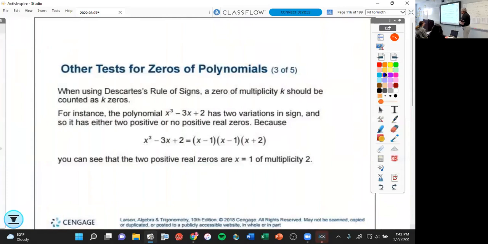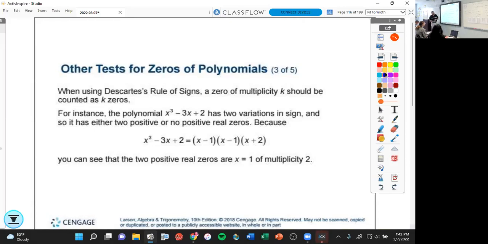Okay. When using Descartes' rule of signs, a zero of multiplicity k should count as k zeros. For example, x cubed minus 3x squared plus 2. Okay, question number 1, how many zeros does it have total? 3. Highest degree is 3. This thing has 3 zeros. We haven't talked about anything being real or imaginary or positive. And all we're saying right now is this is a third degree polynomial that has 3 solutions, correct? Okay, if we factored this, this factors into x minus 1 times x minus 1 times x plus 2.